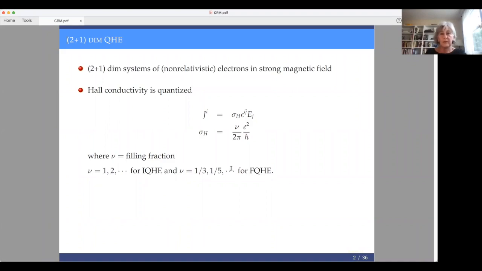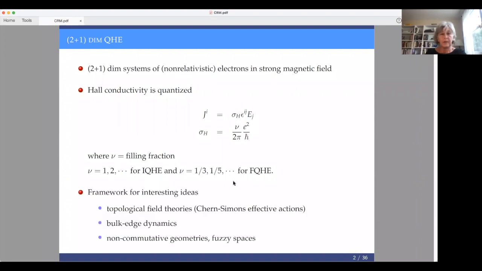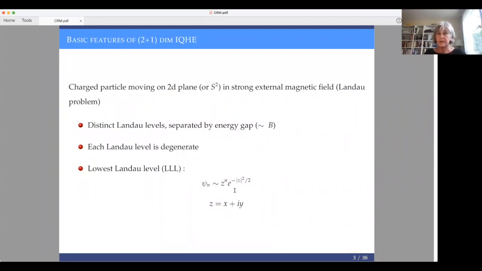Now, in addition to having central importance in condensed matter physics, it has worked as a framework for many interesting ideas over the years, for example topological field theories, bulk-edge dynamics, noncommutative geometries, and fuzzy spaces. So what I would like to do is start with some of the basic features of the 2-dimensional integer quantum Hall effect, in terms of the single particle spectrum, and then effective actions, and see how these generalize to higher dimensions.